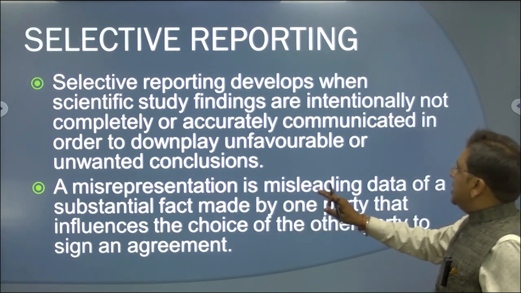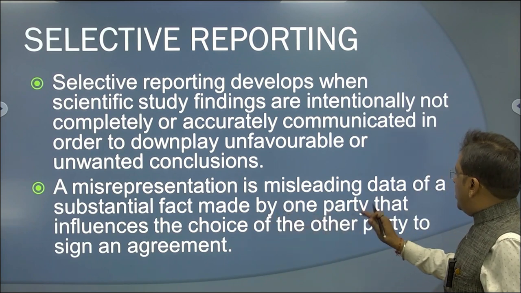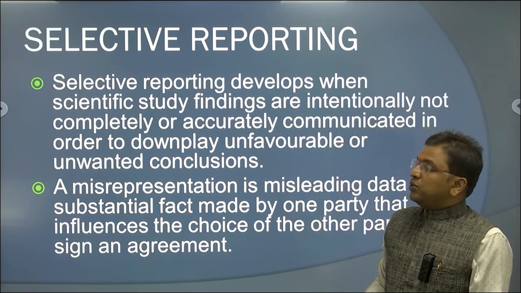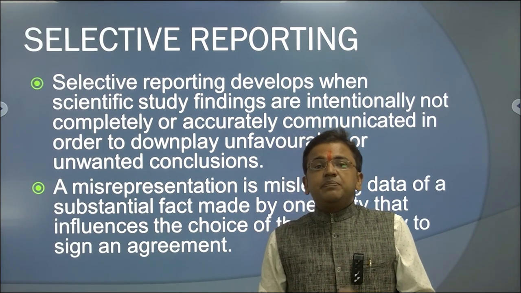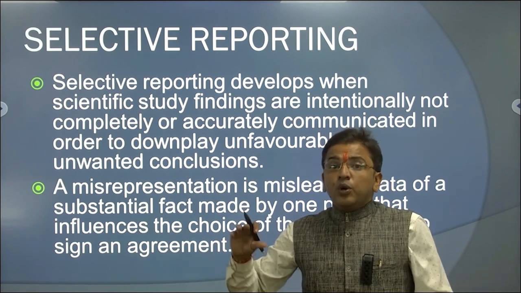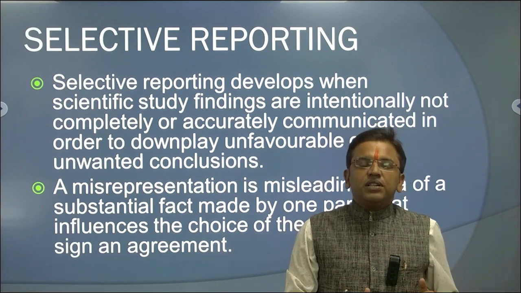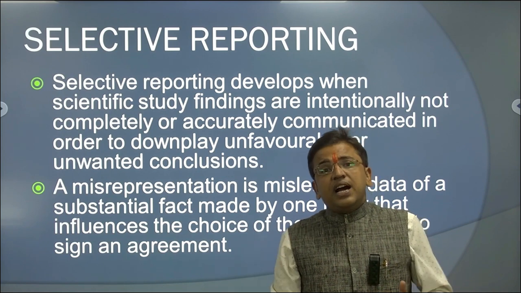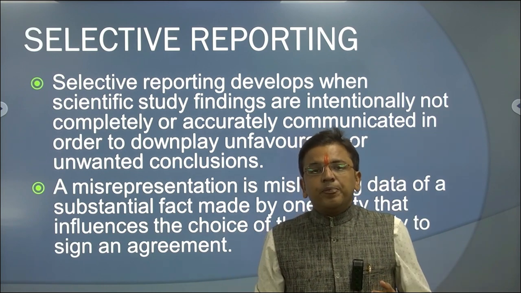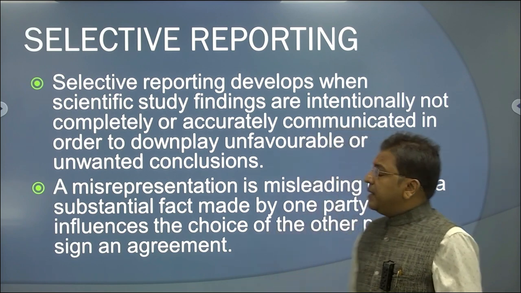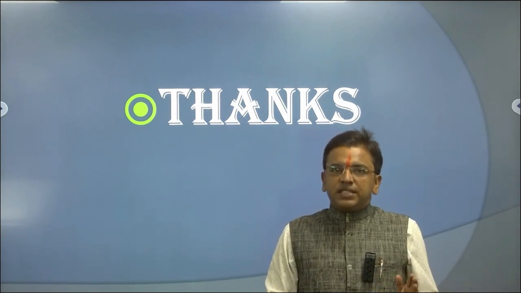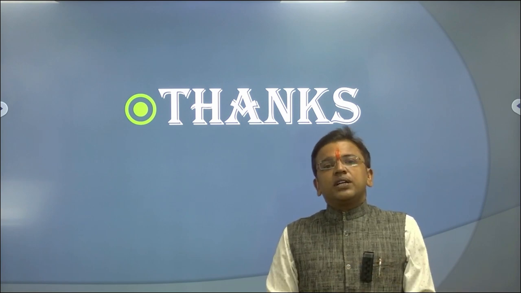Misrepresentation is misleading data or a substantial fact presented by one party that influences the choice of the other party to sign an agreement. Sometimes we misrepresent data, which means the data is giving a different picture, but to show the other party a particular picture, we fabricate that data and give a misleading result. So these misleading results have a negative impact on the other party and can cause damage to society as a whole. So research misconduct is very bad in the present scenario. So for proper ethical research, one should avoid research misconduct and do his work in an ethical manner.